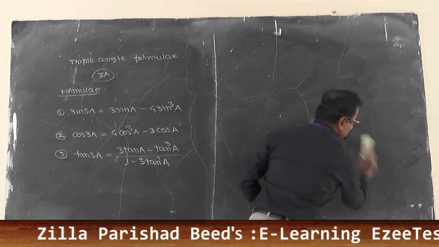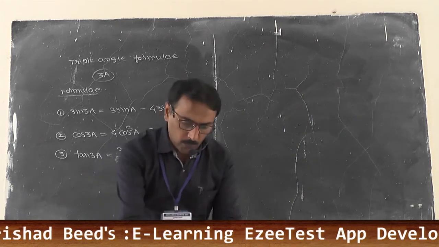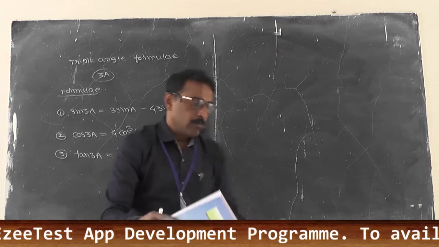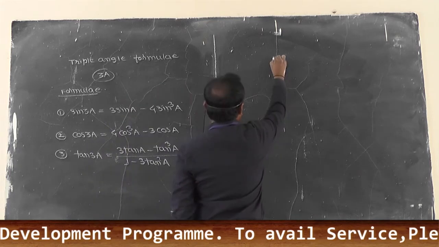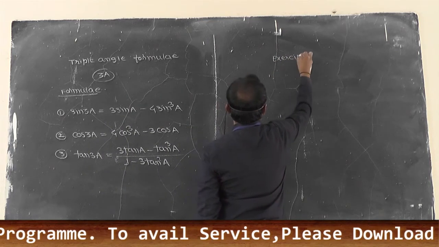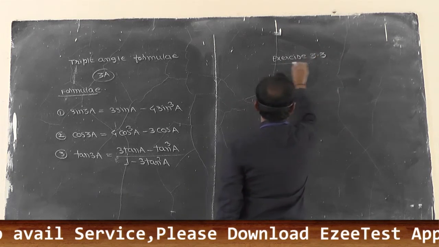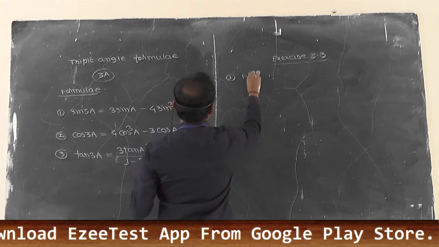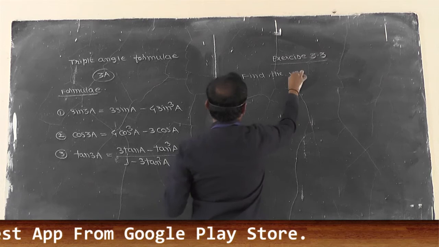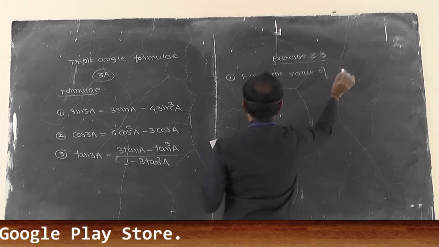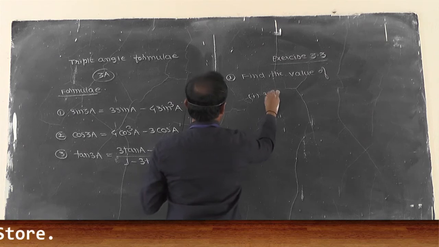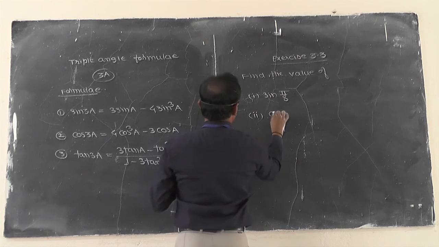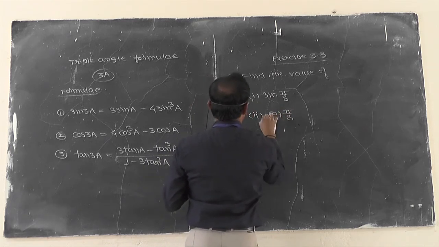Now in the current lecture we will take a few problems from your notebook, or your own textbook. The very first question they have given in the exercise. A few problems we will take from exercise 3.3. In the first, find the value of: first question is sin pi by 8 and second question is cos pi by 8.